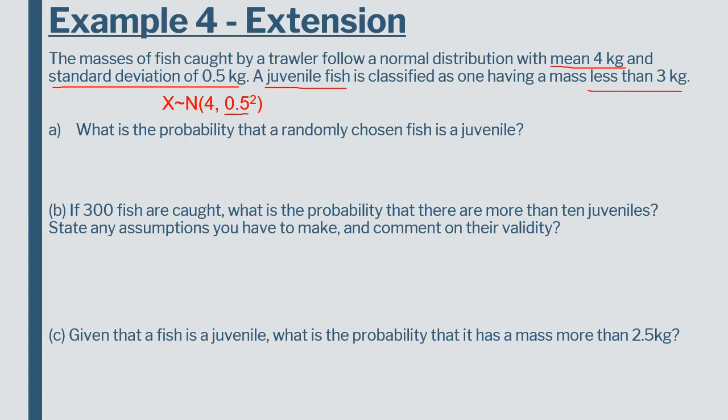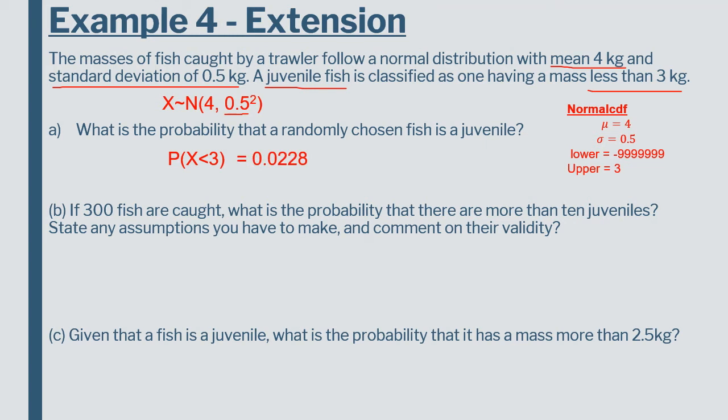So A, what is the probability of having a juvenile fish? Well, juvenile is less than 3 kilograms. Into my calculator, mu is 4, standard deviation is 1/2, lower is negative infinity or minus 99999, and the upper is 3. That should come out as 0.228.